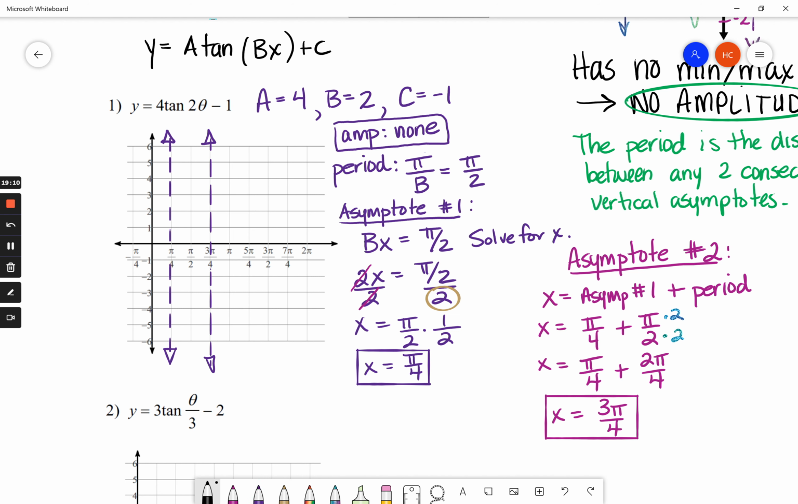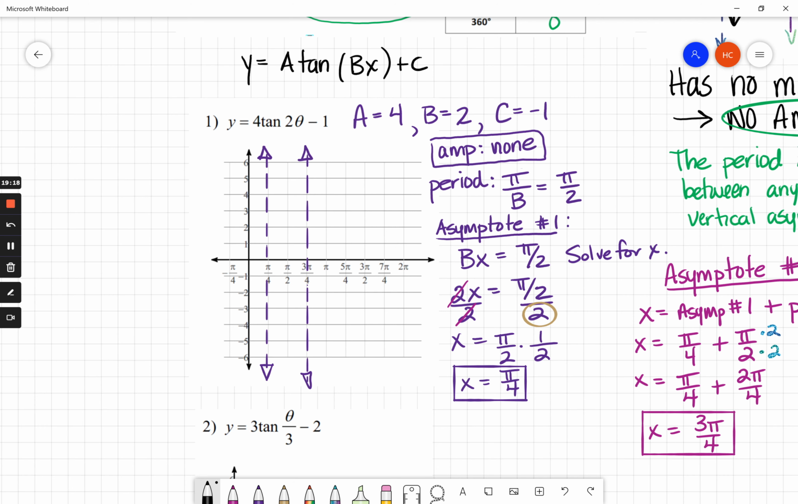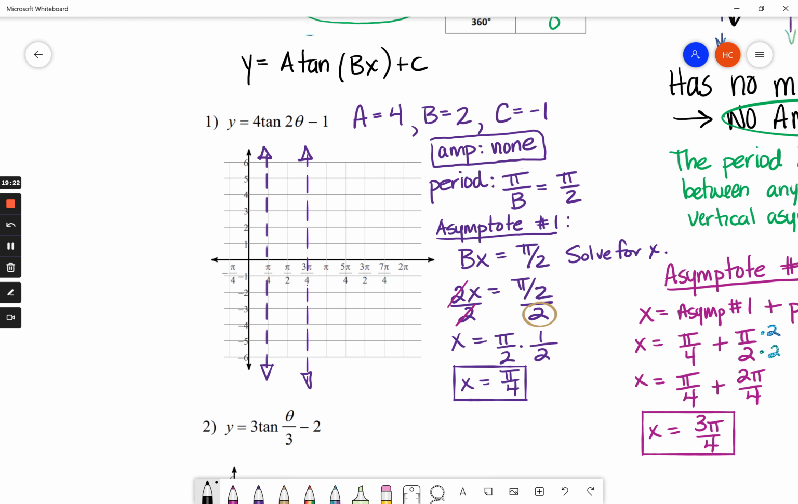The first thing you're going to do is find the halfway mark between the first 2 asymptotes. So the first step is find the halfway mark. The halfway mark between pi over 4 and 3 pi over 4 is somewhere around here at pi over 2.